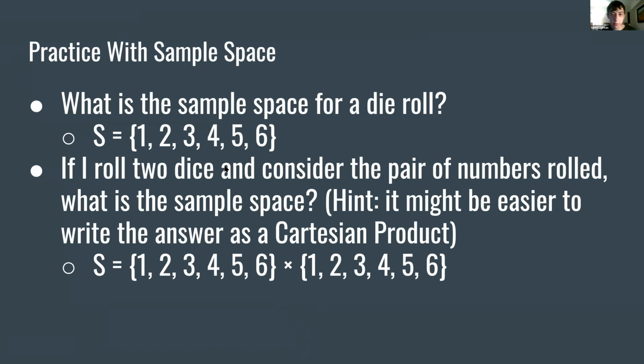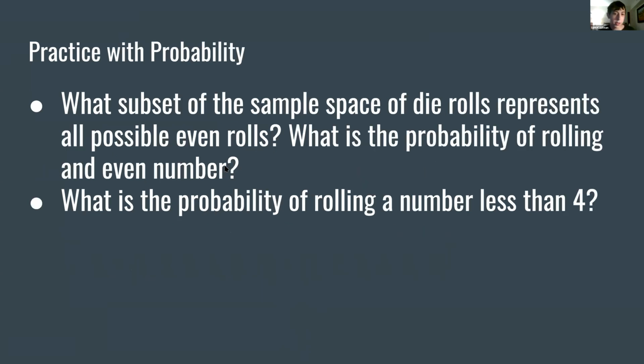All right, now we'll do some practice with calculating probability. Right now we were just finding sample spaces. Now we're going to look at the actual probabilities of events happening. So the first question: what is the probability of rolling an even number? You might be able to do this intuitively, but what you can do first is find the subset of this sample space that represents rolling an even number, and then divide the size of that set by the size of the sample space, and you'll have the probability.